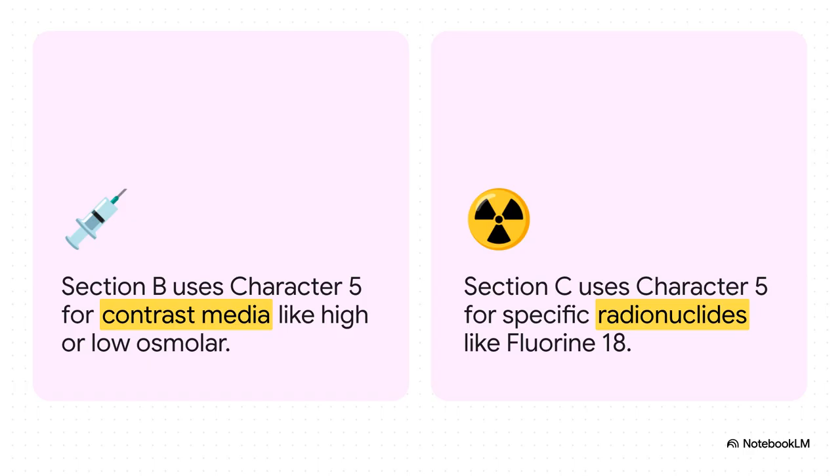So section B uses that 5th character to report high or low osmolar contrast media, like an iodine dye that's injected to really highlight those organs. Meanwhile, section C, which is nuclear medicine, introduces radioactive isotopes into the patient. Here, the 5th character identifies specific radionuclides, like fluorine-18 or iodine-131, and these are used to assess metabolic function or literally treat pathology from the inside out.